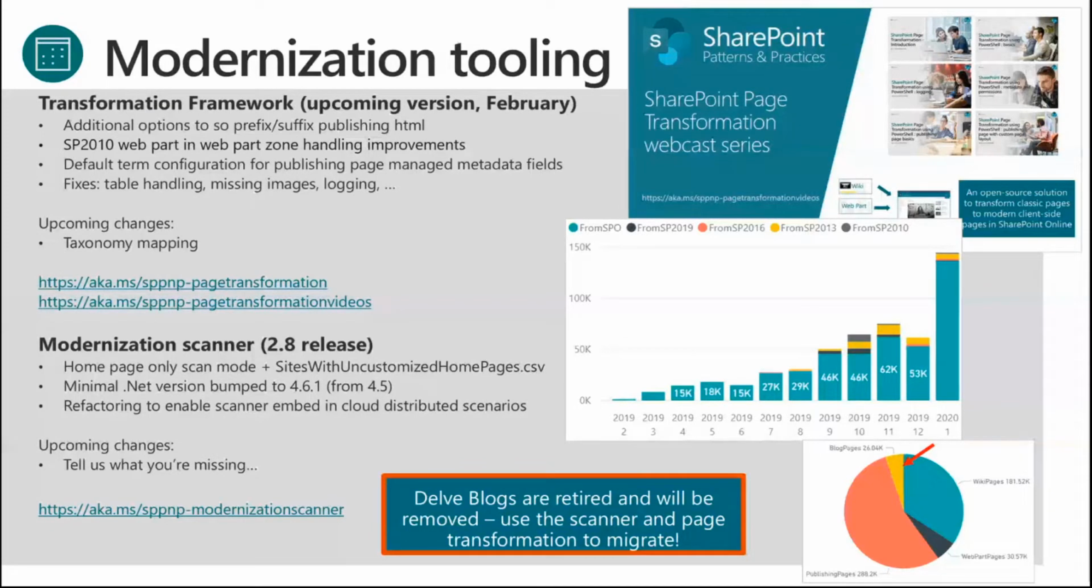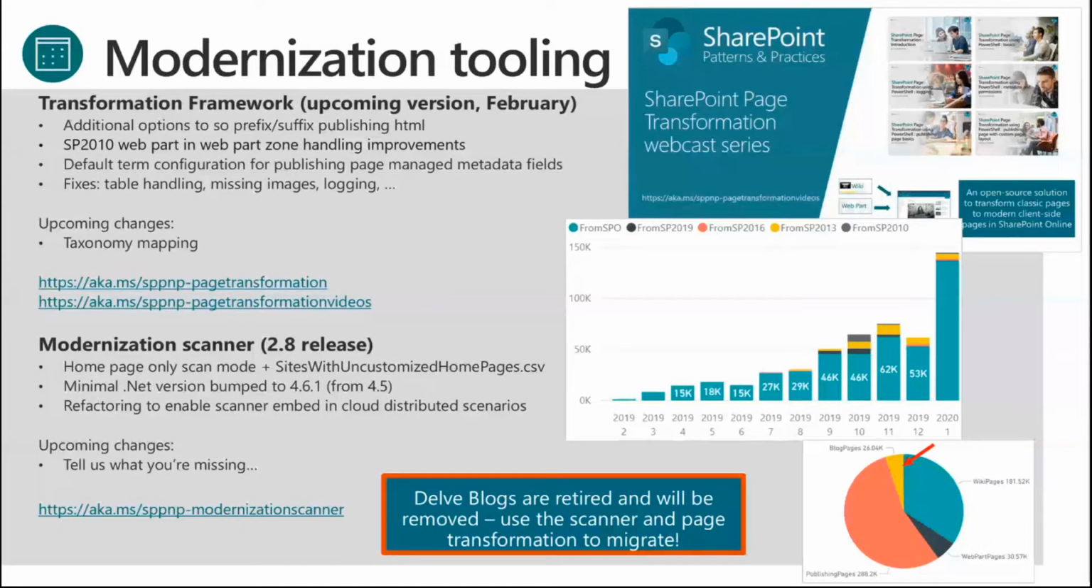For SharePoint 2010, we improved web part handling when the web part lives in a web part zone. We previously fixed web part handling when the web part lived in a wiki zone, a wiki text, but now it's also fixed for the actual web part zones. We did some work around managed metadata, so you can define default managed metadata field values, so default terms, to be set if there is no value, and some minor fixes.